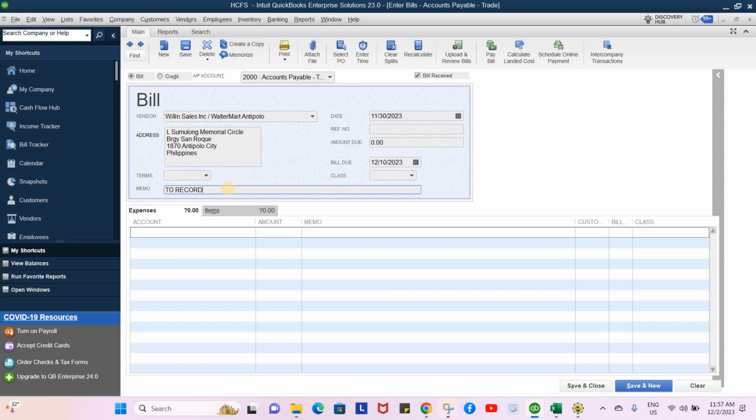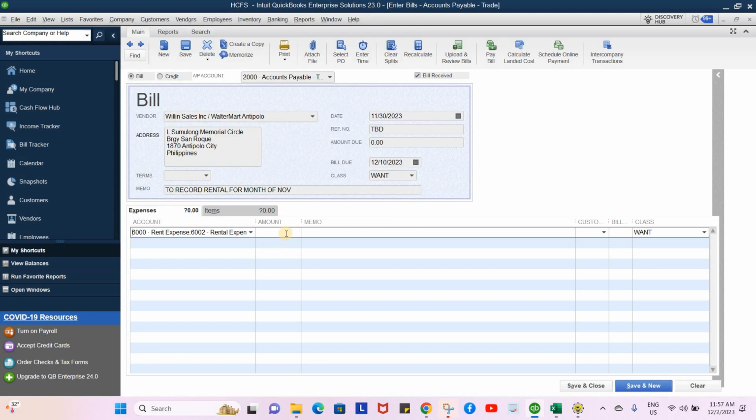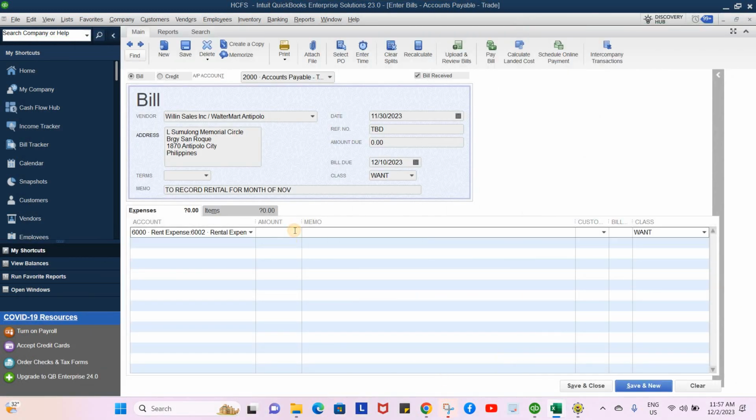So, to record rental for month of November. Wala pa siyang binibigay. To be determined. Pwede ko i-override yan. So, here, i-record natin siya as rental expense. Magkano? Yun na-compute natin. Kung non-VAT ka, 32,100. Alright? 32,100.